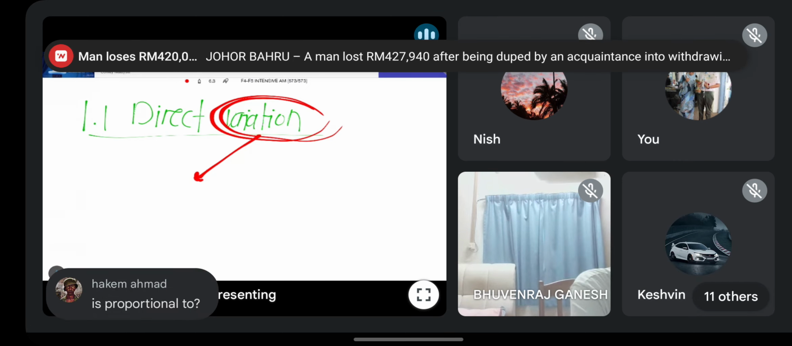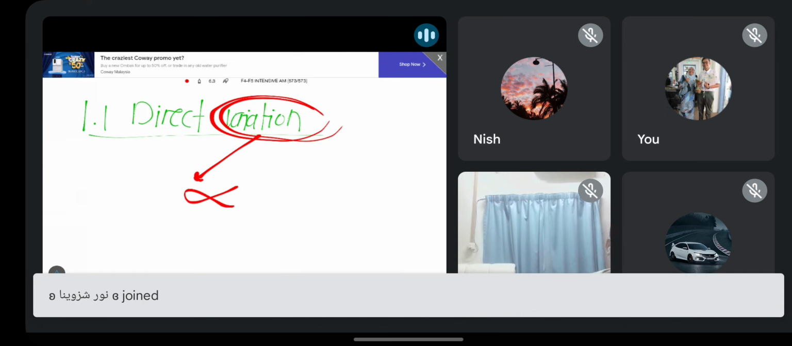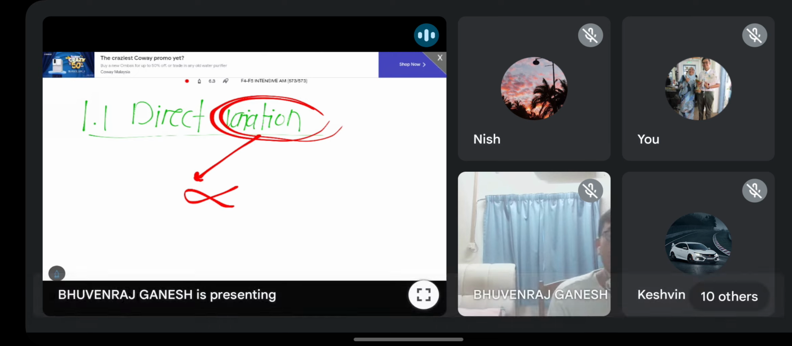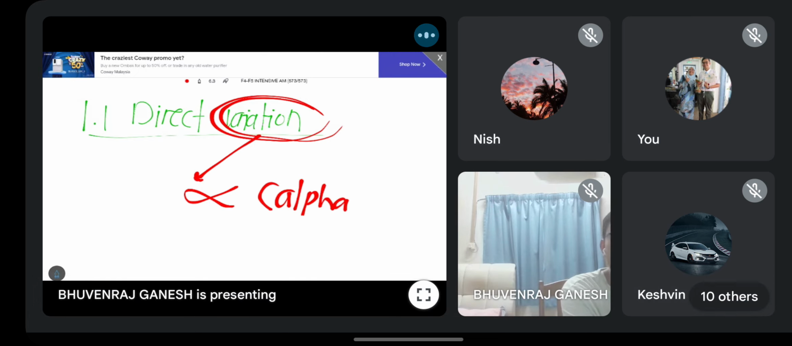Anyone know? Yes, correct. Proportional to, berkadar langsung. This is the symbol yang kita guna untuk gambarkan ubahan. Variation, this symbol is called alpha. We use this symbol to show variation, ubahan. No other symbol guys, hanya simbol ni saja boleh.